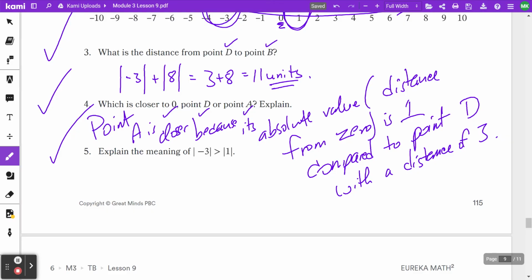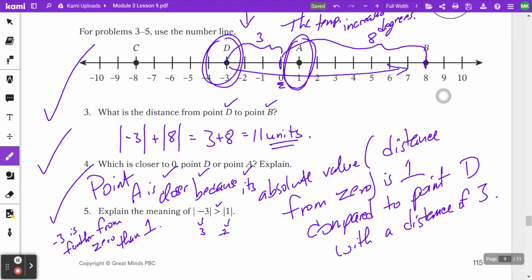Well, last one. How's this? Explain the meaning of the absolute value of -3 being greater than the absolute value of 1. And I think I just explained it, right? So the absolute value of -3 is 3. The absolute value of 1 is 1. And that is greater because -3 is further from 0 than 1. It's all about 0, right? That's it.